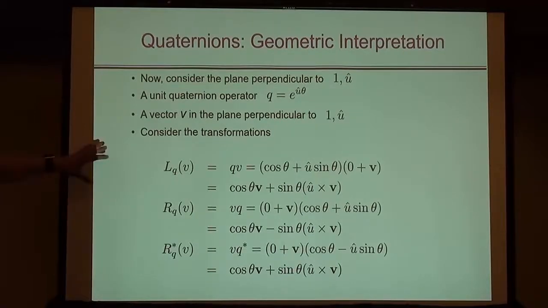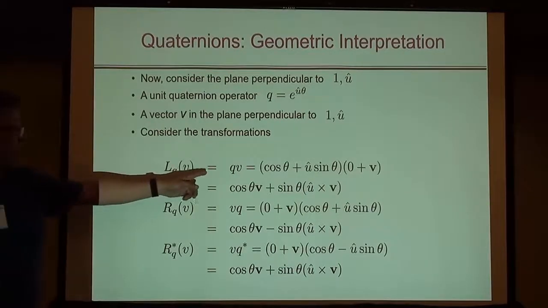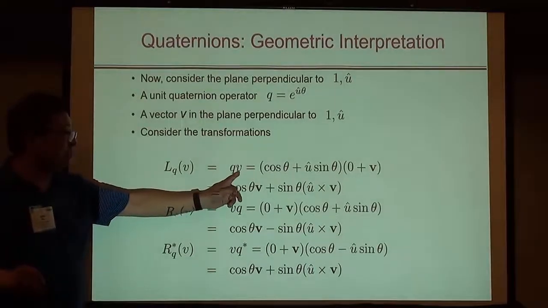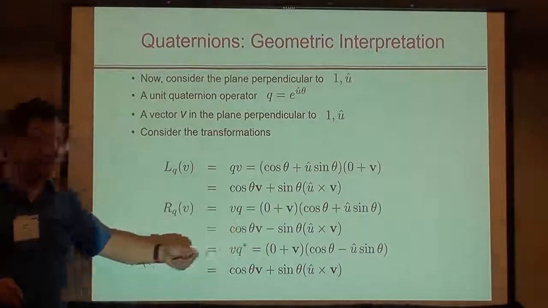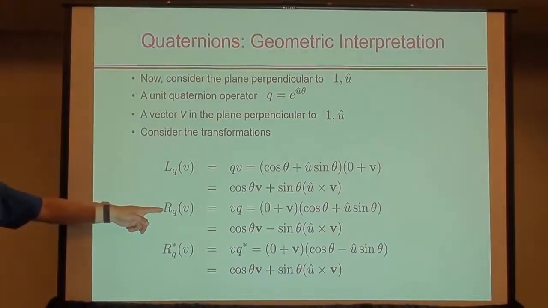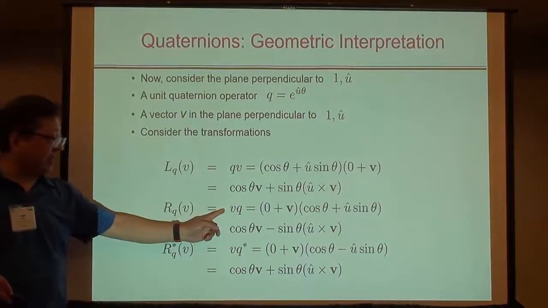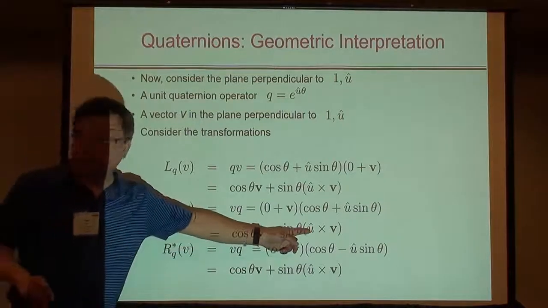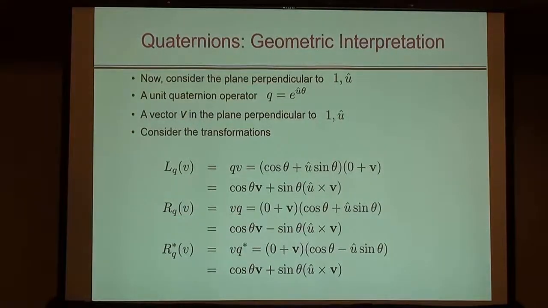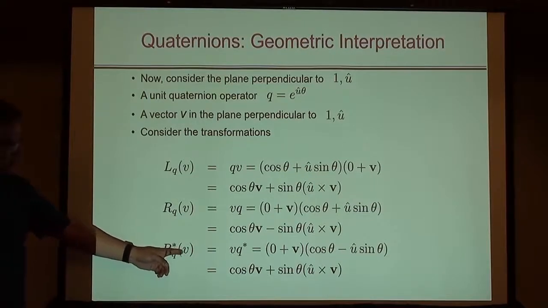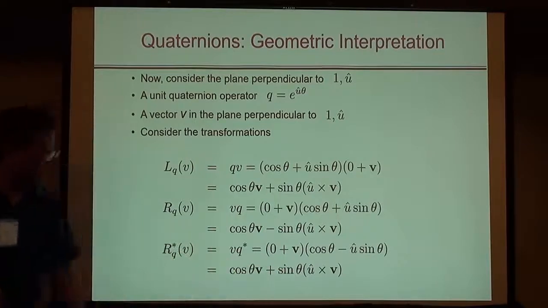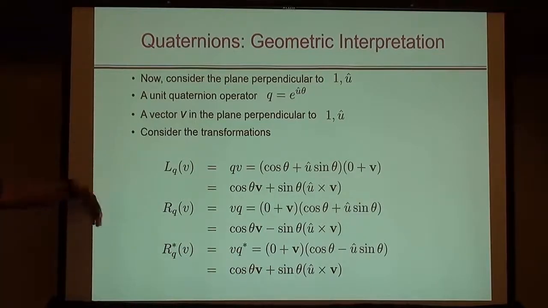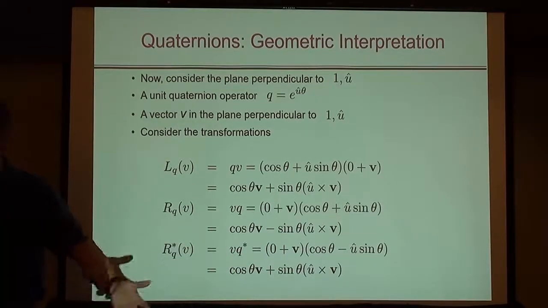So this algebra is basically saying, if I multiply a Quaternion before a vector, this is the result. If I multiply a Quaternion after a vector, this is what you get. And if you multiply with a conjugate, this is what you get. I'm trying to show it algebraically.